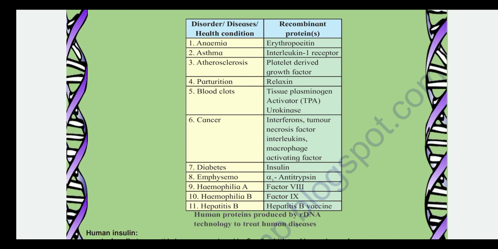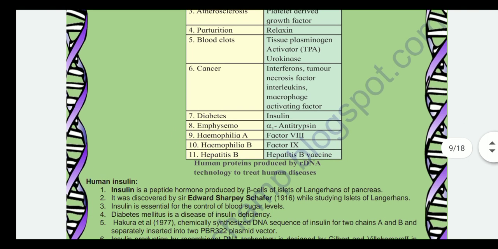For anemia, it is erythropoietin. Asthma, it is interleukin 1 receptor. Atherosclerosis, heart disease, where the platelet derived growth factor. Parturition, that means for feeding the newborn baby by milk, for the formation of milk in the mother, relaxin protein is used, that means a kind of hormone. For blood clots, tissue plasminogen activator and urokinase. For cancer treatment, interferons, tumor necrosis factor, interleukins, macrophage activating factor.